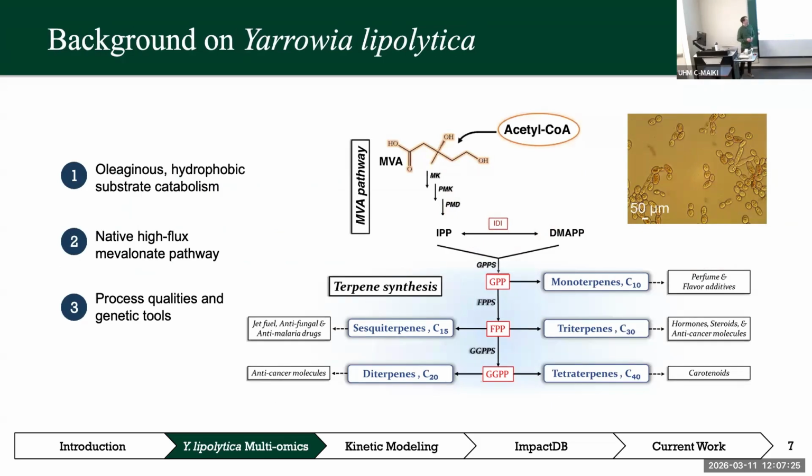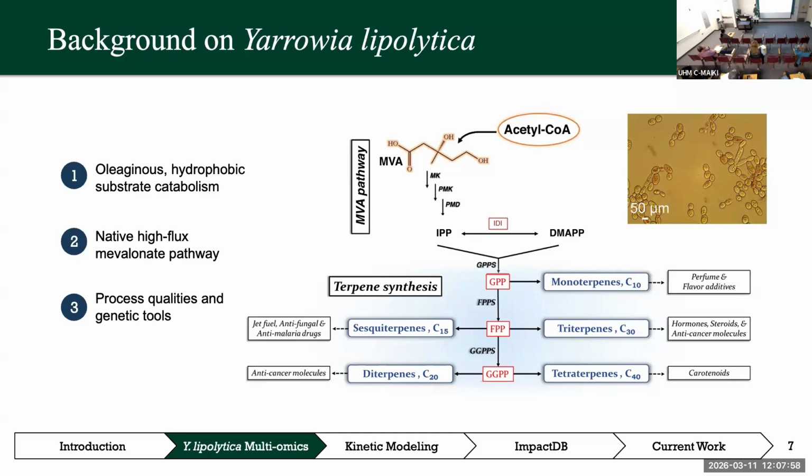It has a high flux mevalonate pathway. When I say flux, that means reaction rate, so high flux means high reaction rate. The mevalonate pathway converts acetyl-CoA to mevalonate, and then mevalonate can be converted into all these high value products like cancer medications, jet fuel, perfumes, steroids. So it's a very high value pathway, and the fact that it's natively highly expressed is a very good trait.